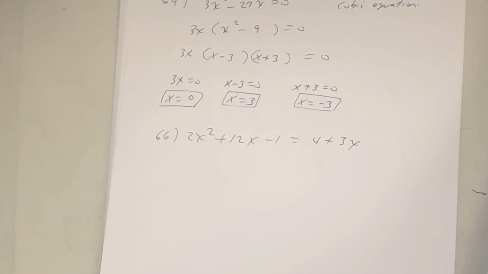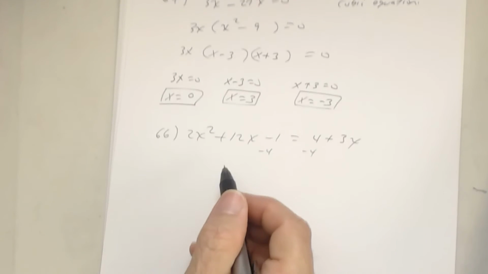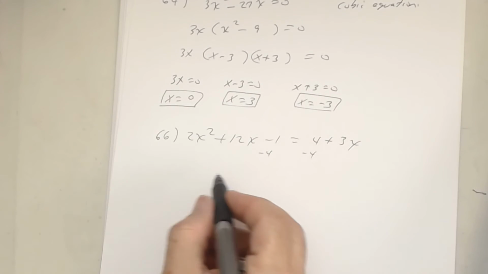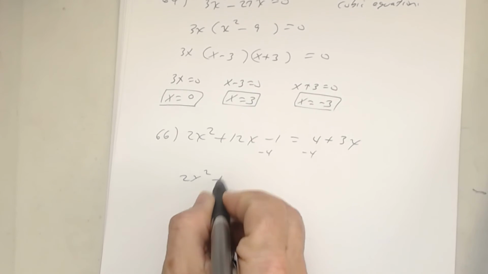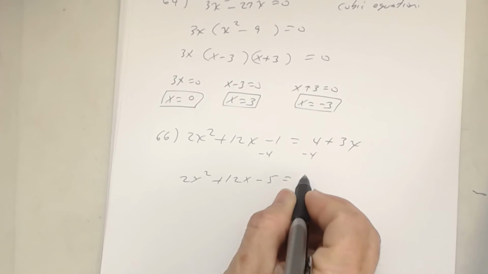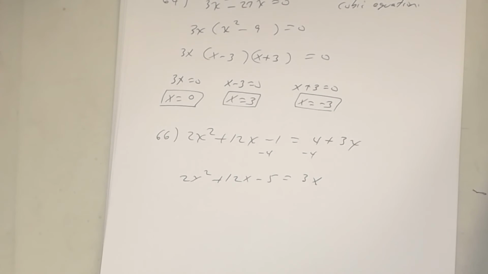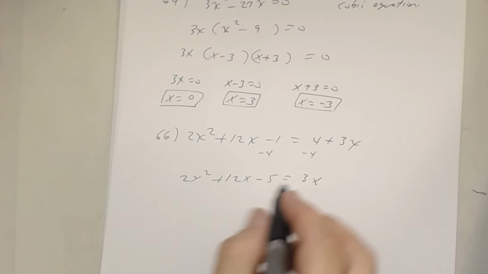So I've got to bring the 4 and the 3x over. Let's do the 4 first. If I subtract 4 from both sides, like this, see what I'm doing? Lining up my like terms. If I subtract 4, I'm going to get 2x squared plus 12x minus 5 equals 3x, right? And then the next thing to do is what to both sides? Subtract 3x.